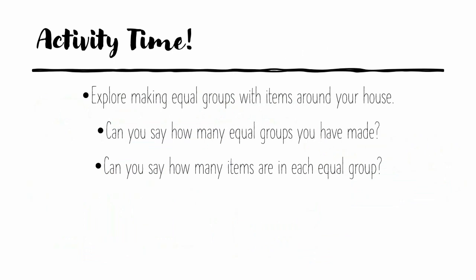So, activity time. I'm going to model to you what I would like you to do, and here is just a little brief explanation of the activity. So I want you to explore making equal groups with items around your house. Can you say how many equal groups you have made? Can you say how many items are in each group? And so let me show you what I mean.